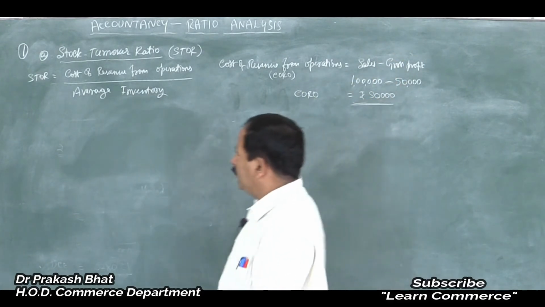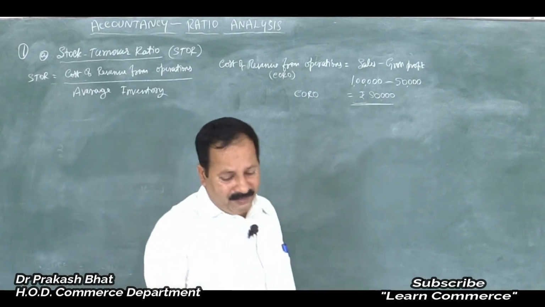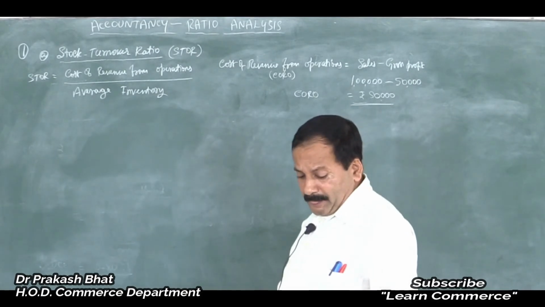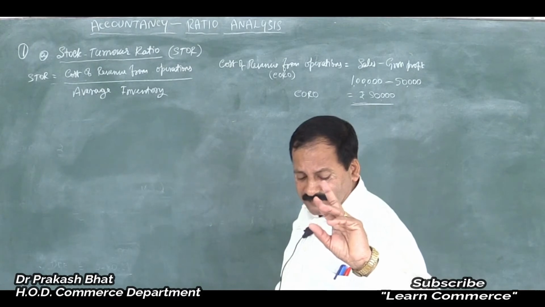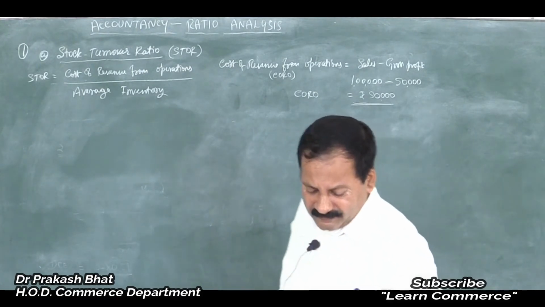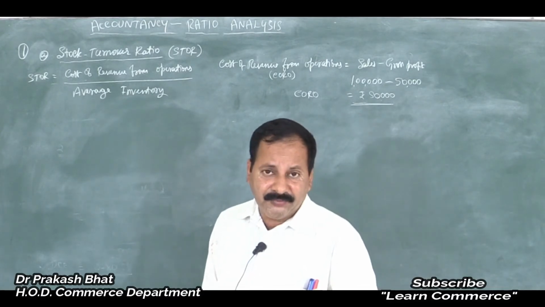One part is known to us, the upper part. Now let us move on to the lower part, that is average inventory. Remember friends, if opening stock and closing stock both are given, that is average inventory. Opening stock and closing stock are given in the problem, then we take the average of that, divided by 2, isn't it?